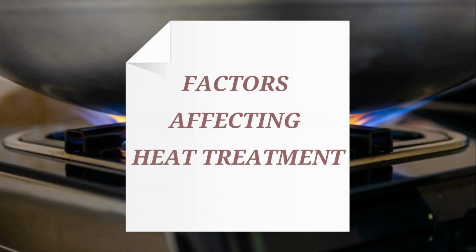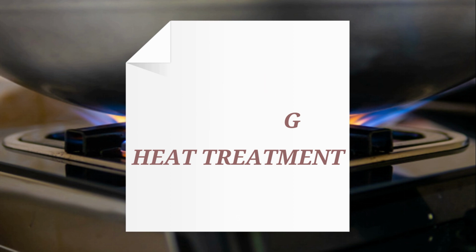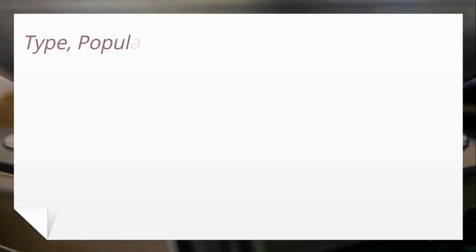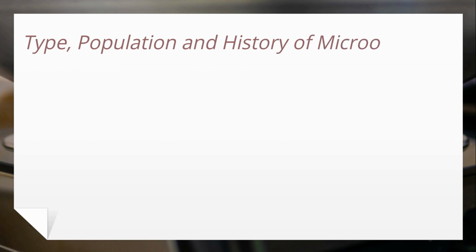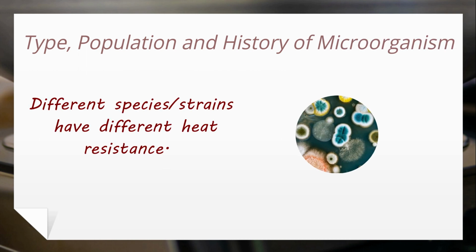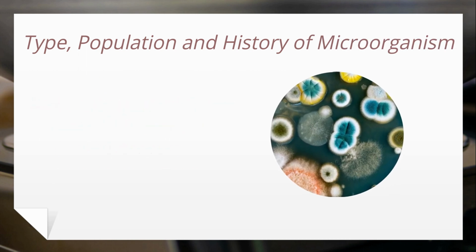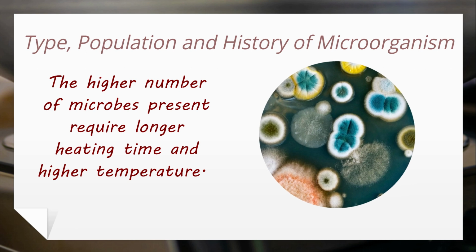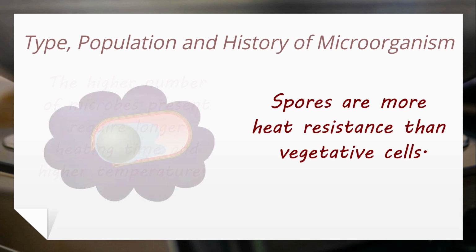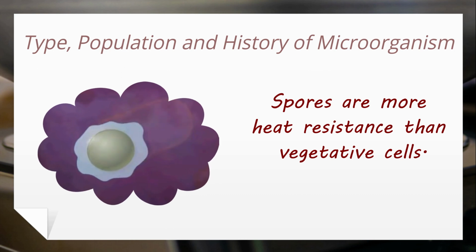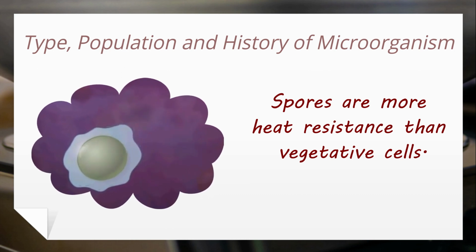Now, let's see the factors affecting heat treatment. The first one, we have type, population, and history of microorganism. Different species have different heat resistance. The higher number of microbes present require longer heating time and higher temperature. Therefore, good quality raw material and hygienic pre-processing is essential if the commercial sterility of the processed product is to be assured. Spores are more heat resistant than vegetative cells.